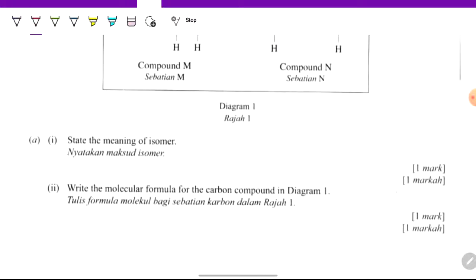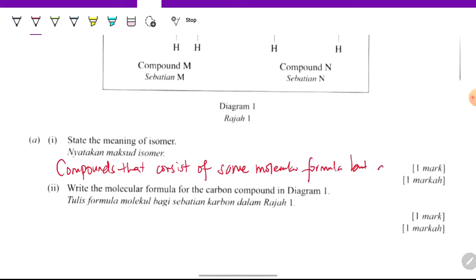So isomers are compounds that consist of the same molecular formula but different structural formula. Meaning that here you have two conditions. They have the same molecular formula but different structural formula.